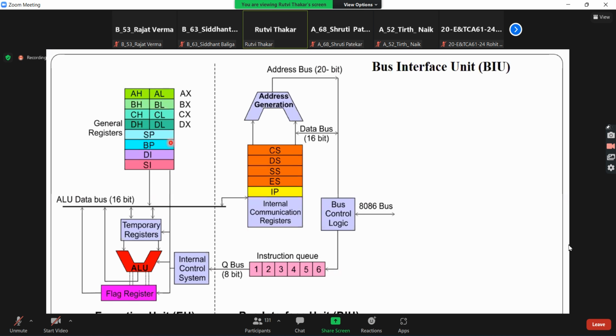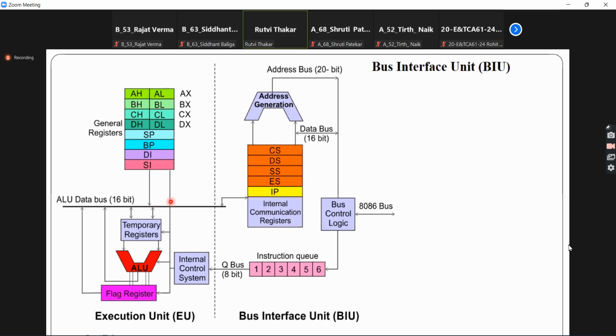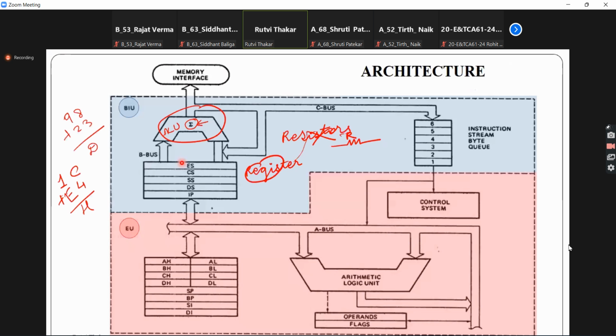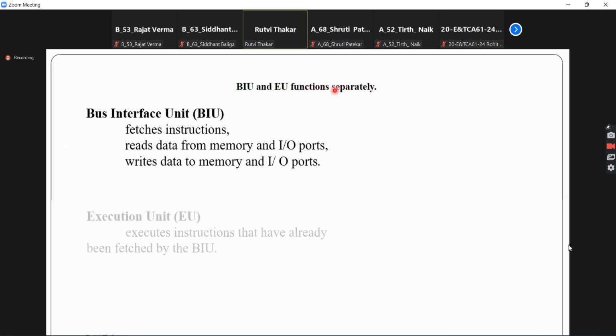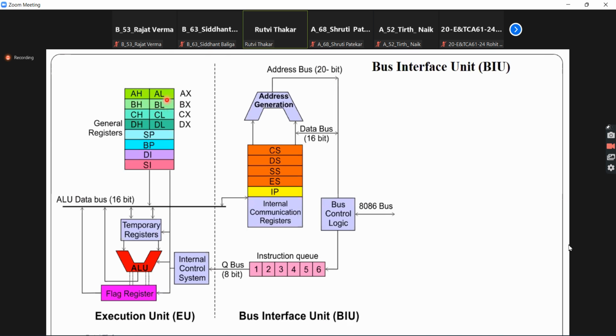First we'll see what the registers are. If you see this diagram, this particular thing which is there, it is explained. This diagram is just tilted in this direction. So this EU and BIU will now be this way, vertically. It is just tilted. So that's how we can see the registers over here.